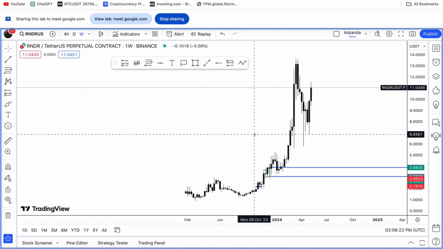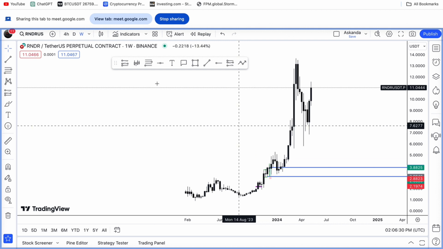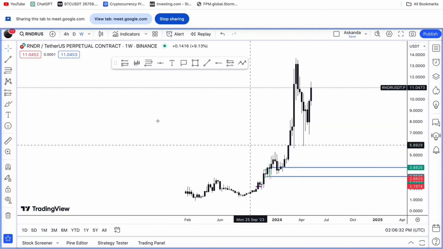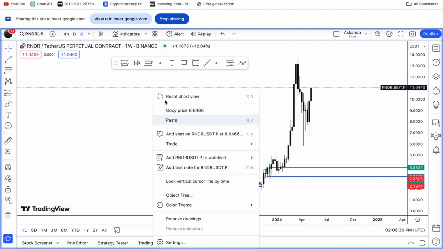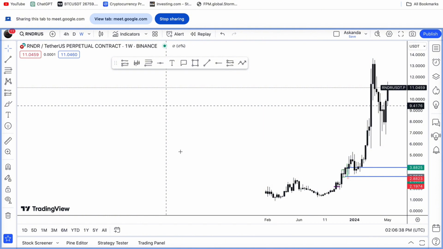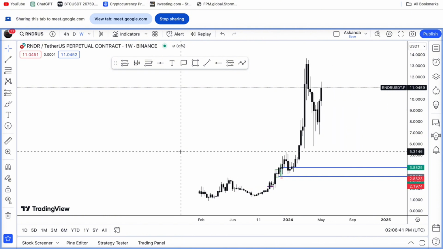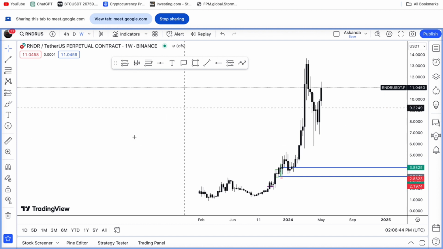So with the technical analysis, we start with the weekly time frame and we go back to the daily, then we go down to the 4-hour time frame to know the market direction and take the trade. So if we are looking at RND token in the weekly time frame, we can see it's currently in a bullish market. We are currently in a bullish trend.